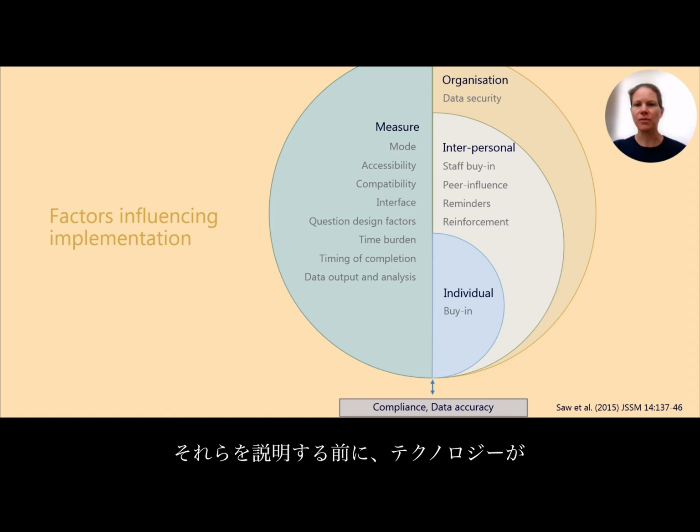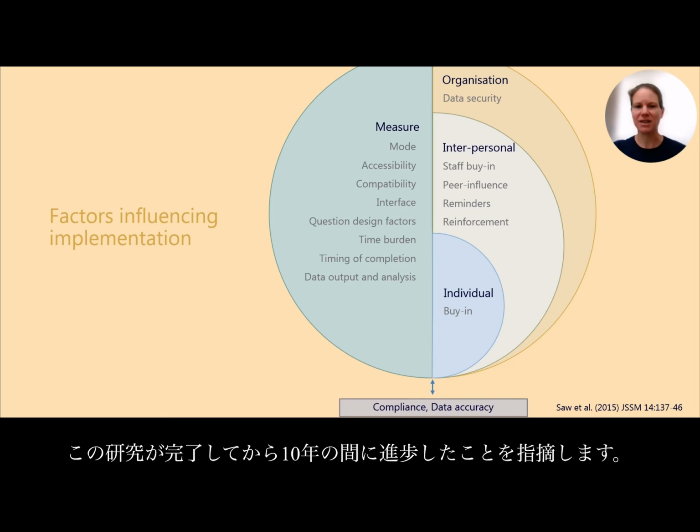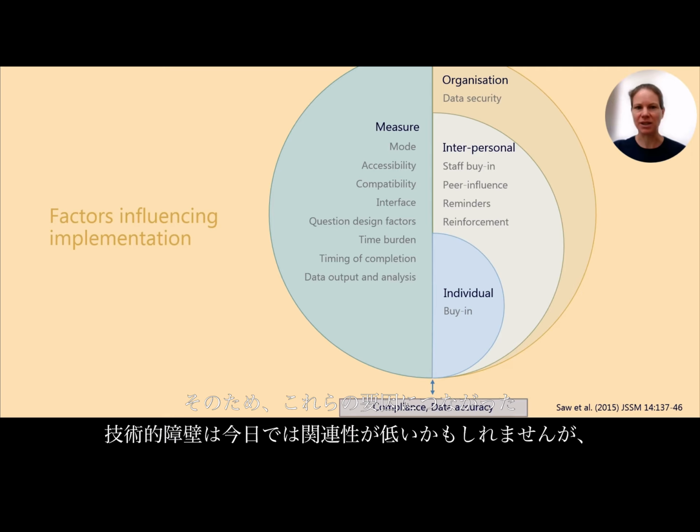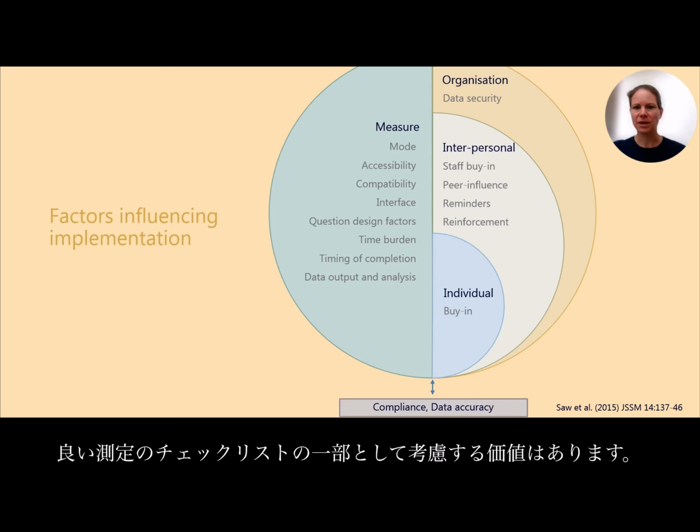Before I go through them, I will point out that technology has advanced in the 10 years since this research was completed, so technological barriers which led to these factors may be less relevant today, but still worth considering as part of the checklist of a good measure.